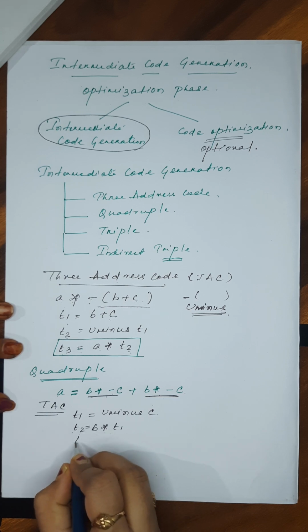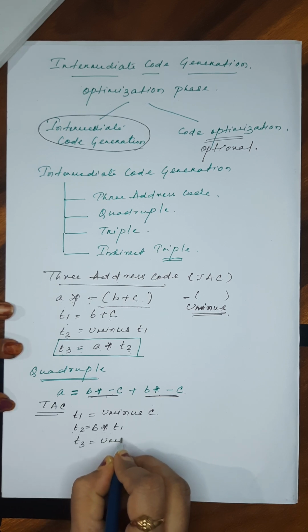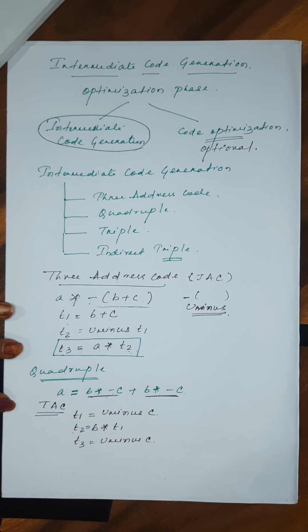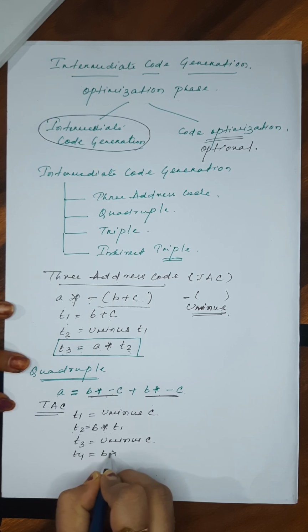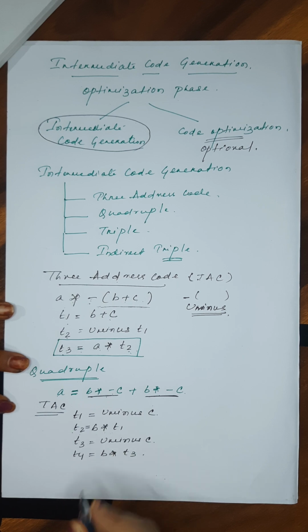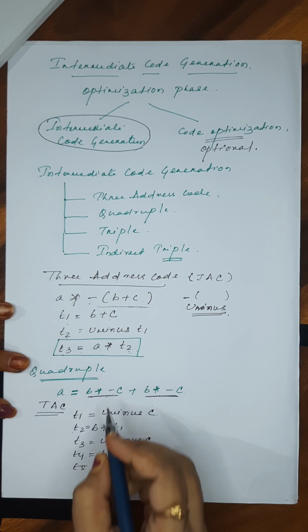Same procedure, take T3 is equal to again U minus C. Then take T4 is equal to B star T3. Again T5 is equal to, what is this expression?